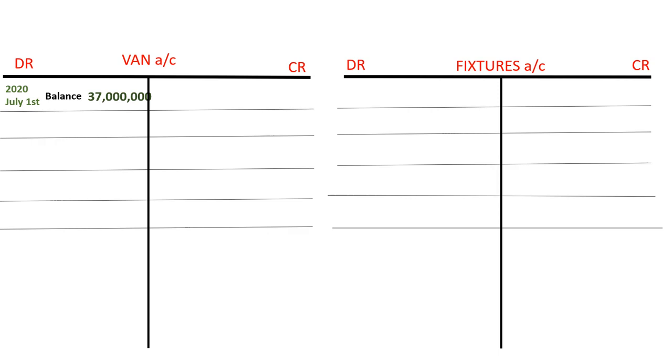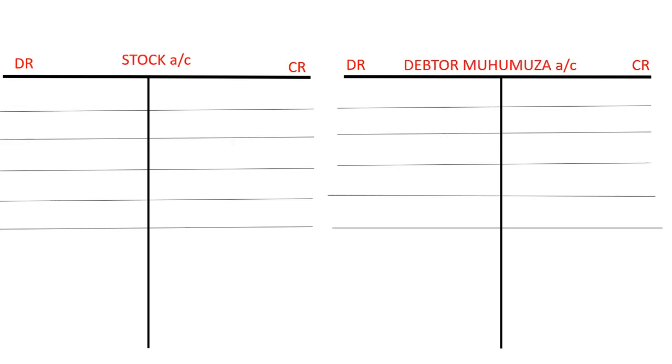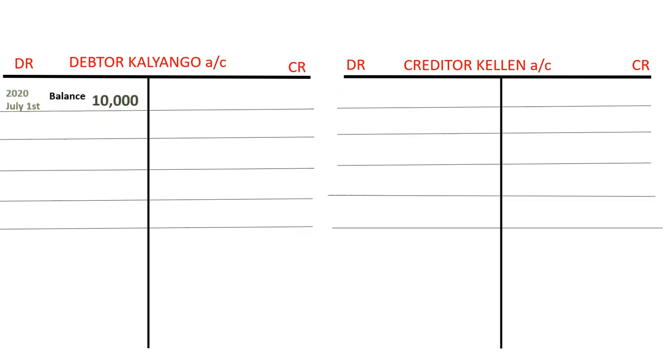The fixtures, same. 1.8 million is the balance. Then we have stock. It's a debit entry right there. Then we have Muhumuza. It's a debit entry right there. Then we have Kalyango. It's a debit entry right there. These are asset accounts. Then we have creditor Kellen account.